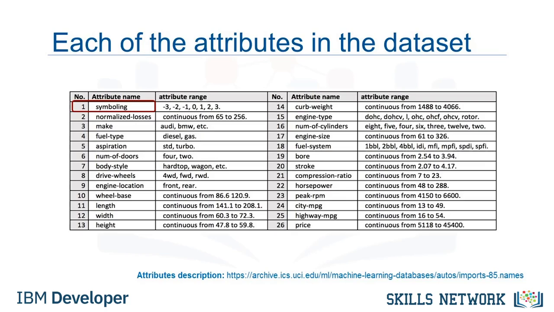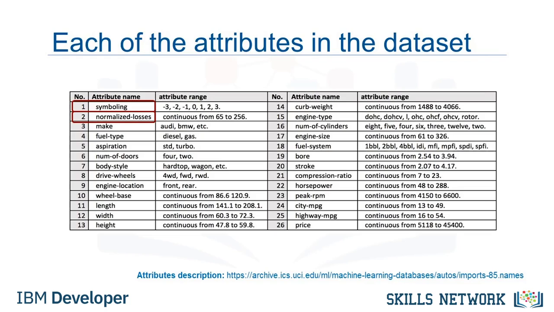Cars are initially assigned a risk factor symbol associated with their price. Then, if an automobile is more risky, this symbol is adjusted by moving it up the scale. A value of +3 indicates that the auto is risky. -3, that it's probably pretty safe.